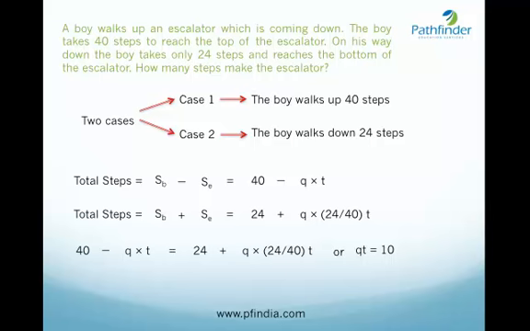So if qt is 10, substitute in the first equation, total steps is equal to 40 minus qt, and therefore 40 minus 10, which is equal to 30. Therefore, the total steps in this escalator is equal to 30.